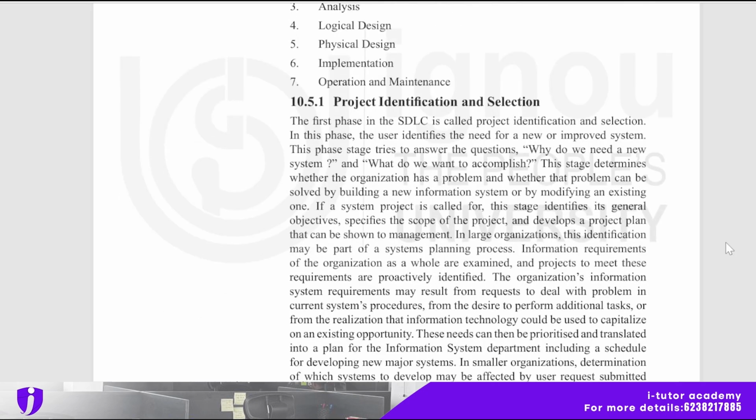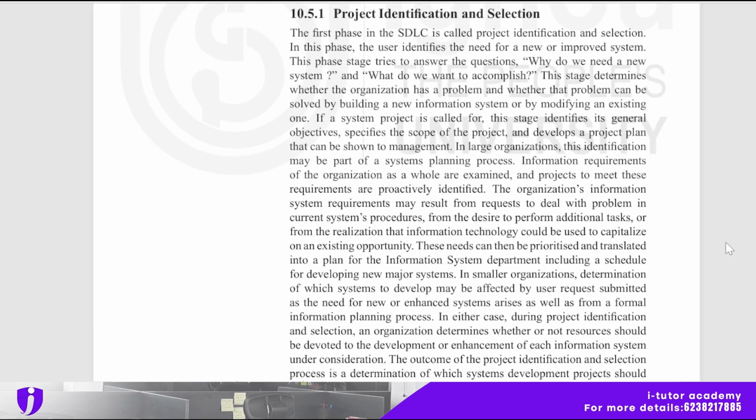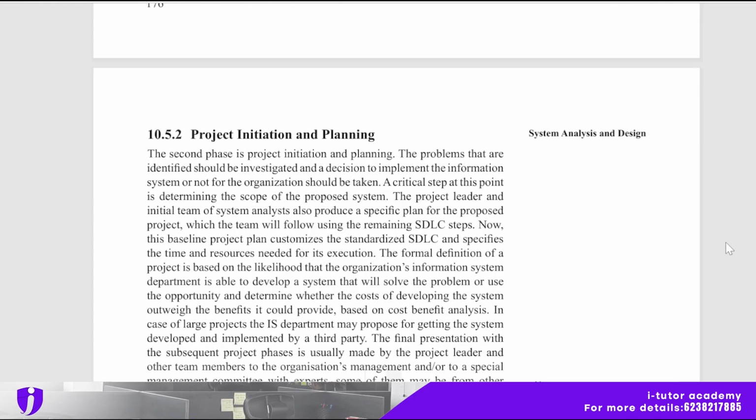And the first phase is project identification and selection. In this phase, the user identifies the need for a new or improved system. This phase tries to answer the questions: why do we need a new system, and what do we want to accomplish? So this stage determines whether the organization has a problem and whether that problem can be solved by building a new information system or modifying an existing one. Okay, so this is the first phase, and the second phase is project initiation and planning.